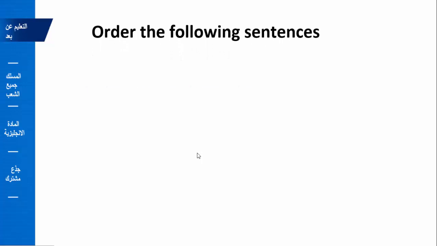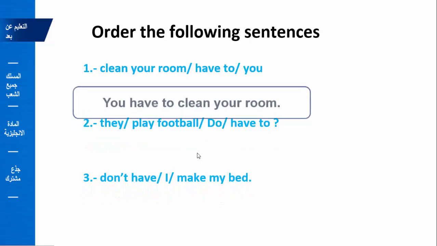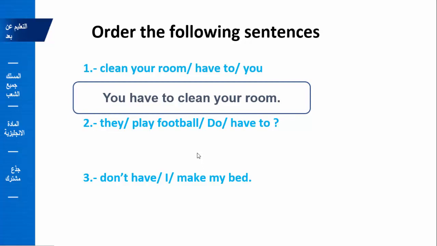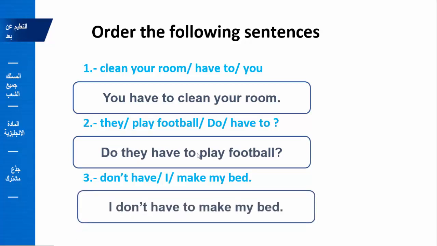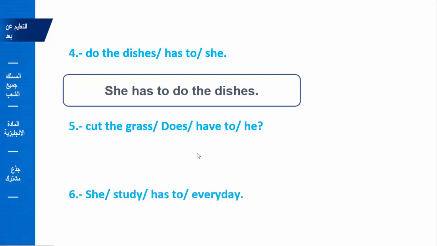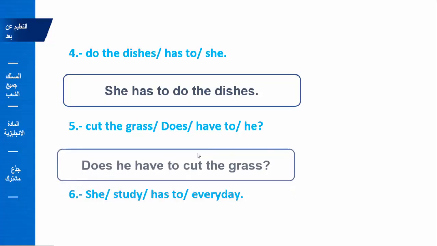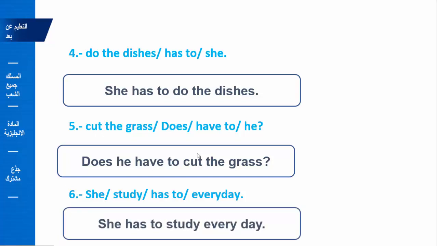So order the following sentences. So we have 3 sentences. Clean your room, have to, you. Okay, so you have to clean your room. They play football, do, have to. This is a question. Do they have to play football? Don't, I, make bed. This is negative. I don't have to make my bed. 4, 5, and 6. Do the dishes, has to, she. So she has to do the dishes. Cut the grass, does, have to, he. So this is a question. Does he have to cut the grass? And she, study, has to, every day. She has to study every day.